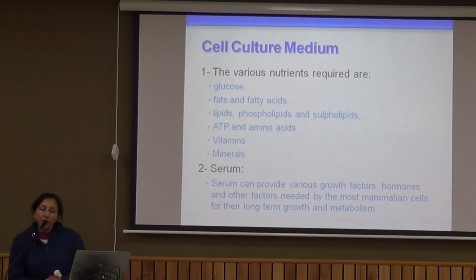The various nutrients which are required in a medium are glucose, fats and fatty acids, lipids, phospholipids, sulfolipids, ATP, amino acids, vitamins, minerals. Serum can provide various growth factors, hormones and other factors needed by most mammalian cells for the long-term growth and metabolism.